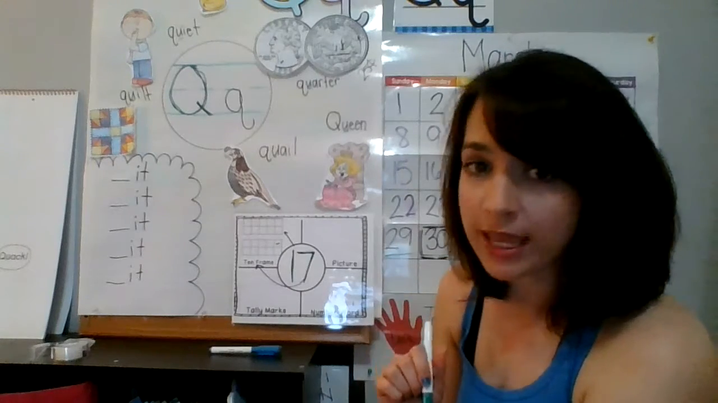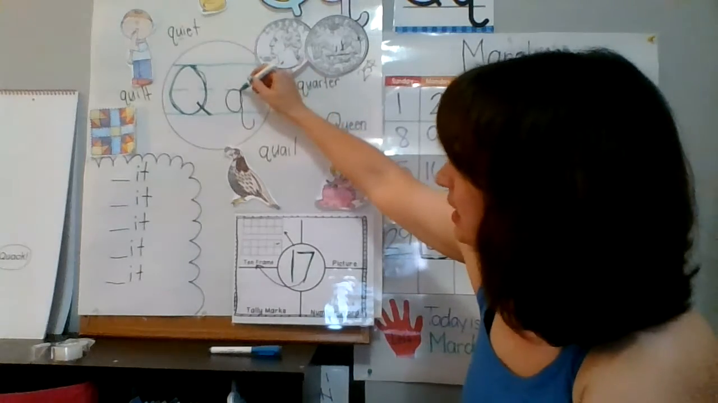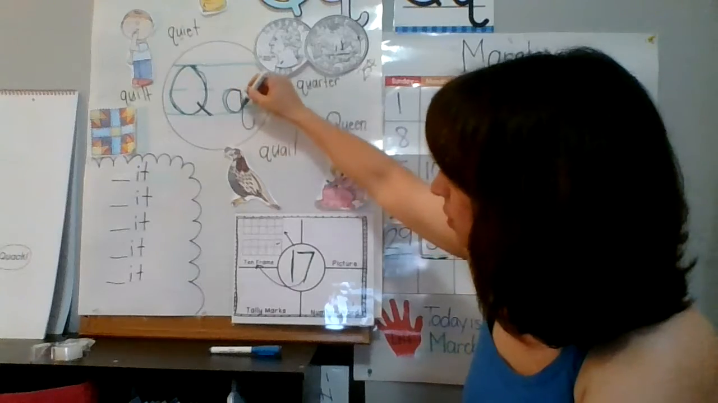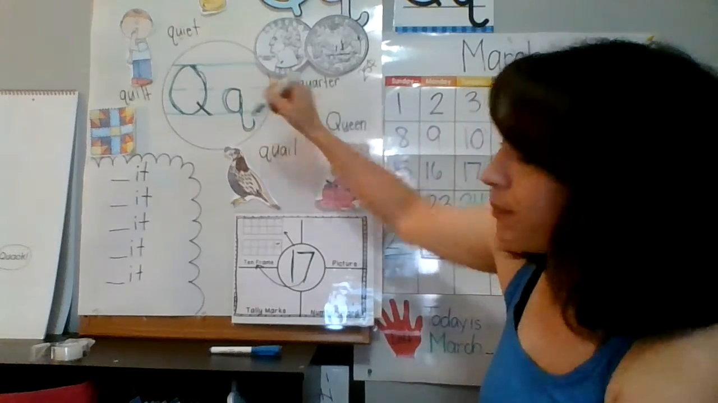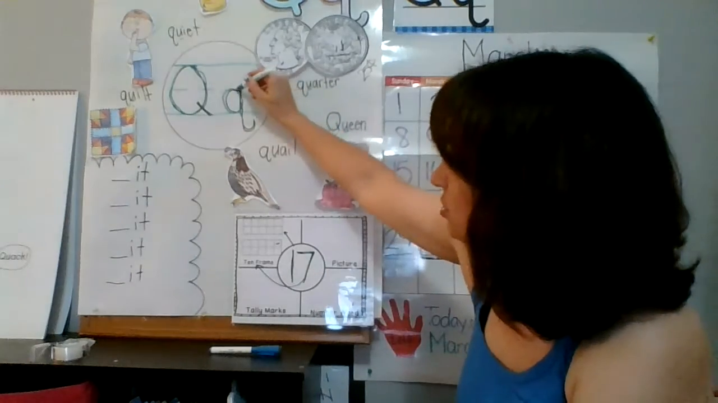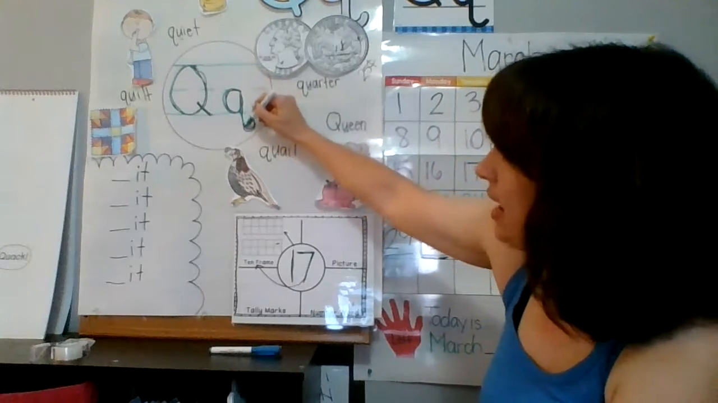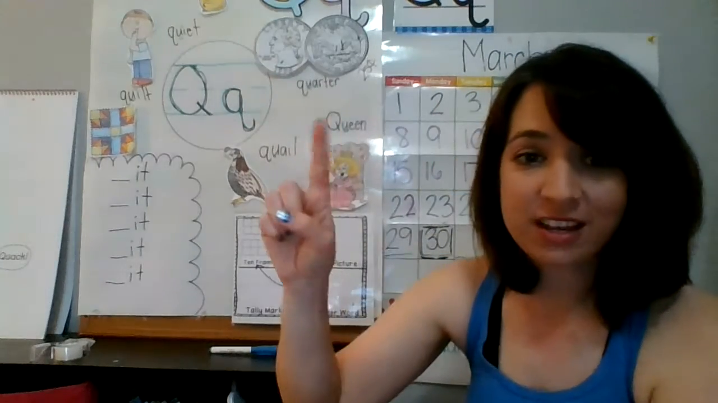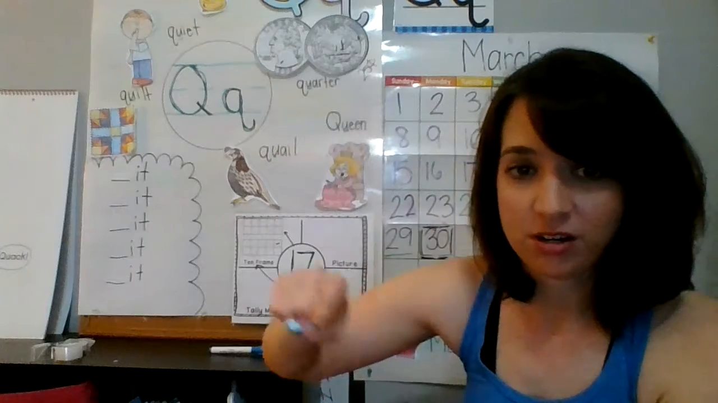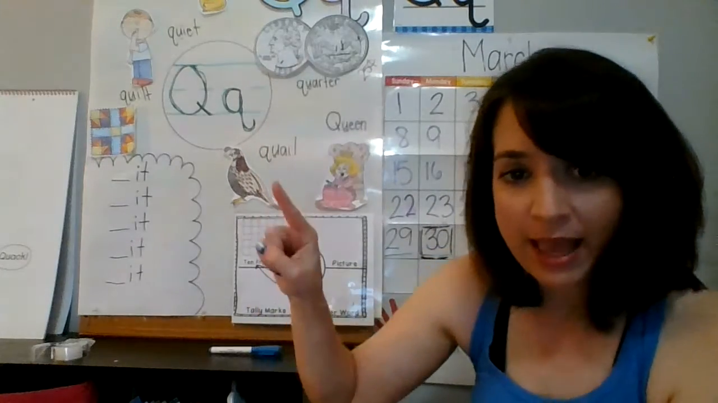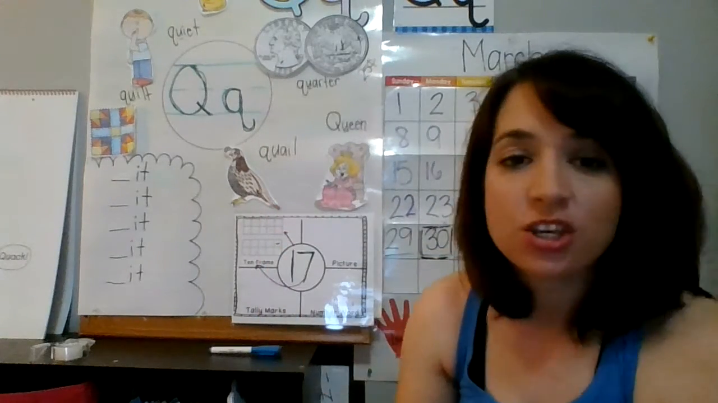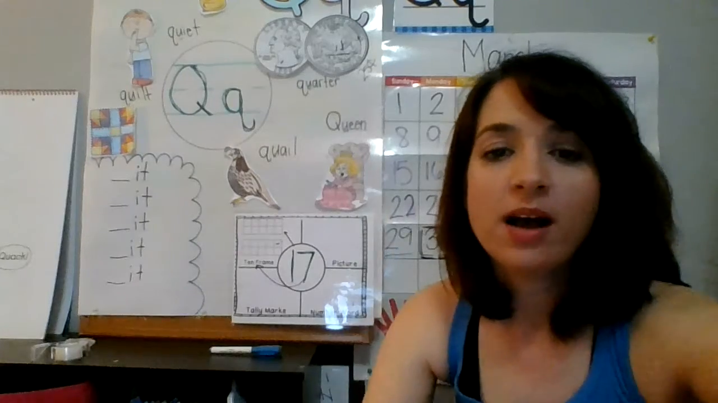Now look at lowercase q. I start at the dotted line and I make a circle down, kick back. I make a circle down, kick back. Can you do it with your finger? Ready? Make a circle, go down, kick back. Very good. Q says qua, qua, qua.